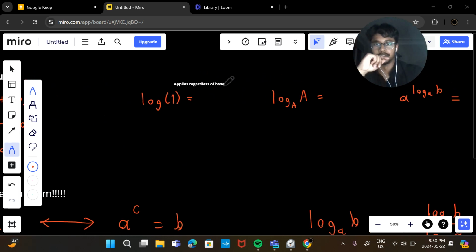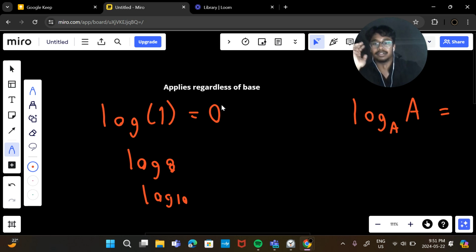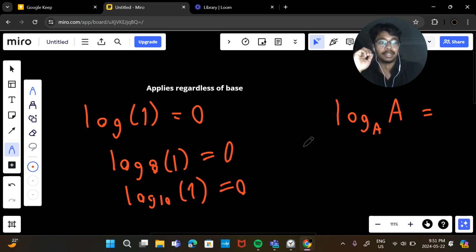Okay, so let's move on to the next thing. One thing I want to point out is that whenever you have a log of 1, this will always equal 0. And as I say over here, it applies regardless of the base. So this could be any base, like base 8, base 10. It doesn't matter. As long as you're taking a log of the number 1, these will all be equal to 0. So just keep that in mind.